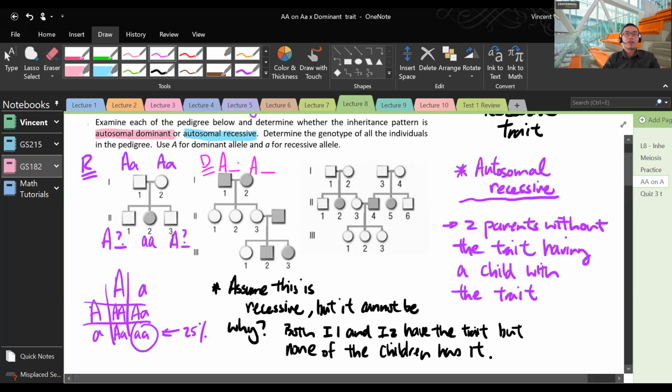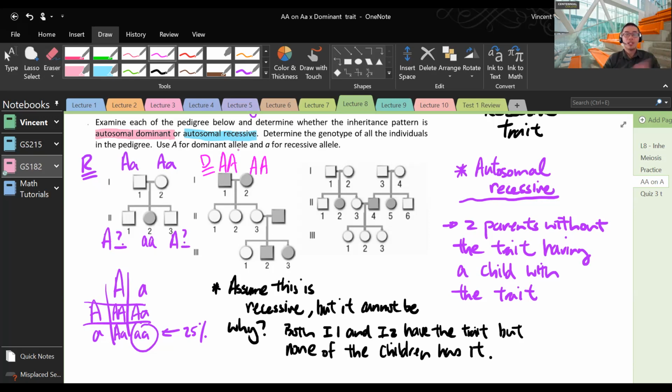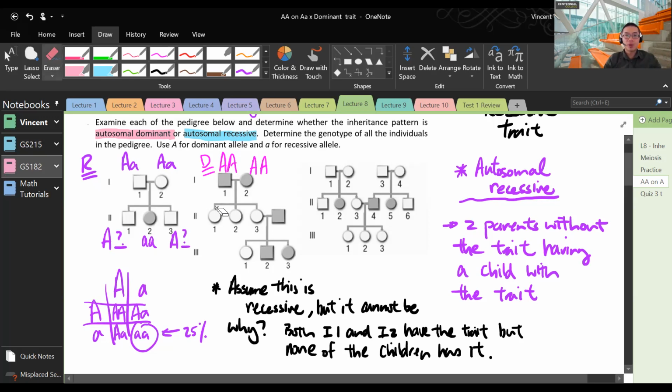Okay, let's try to figure it out. Let's say they're both big A, big A. I'm not saying that's the answer, but let's just say that is. What does that mean? That means 100% of their kids will be big A, because that's the only thing they could inherit. And that's not true, because if they are all big A, then all the kids would also have the trait. But they don't have the trait. So that tells you the parents must be big A, small a. That's the only way to explain this.